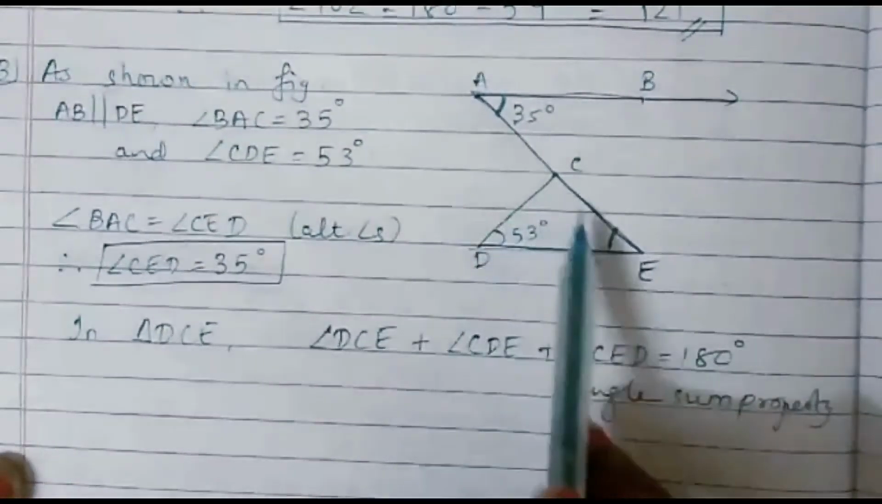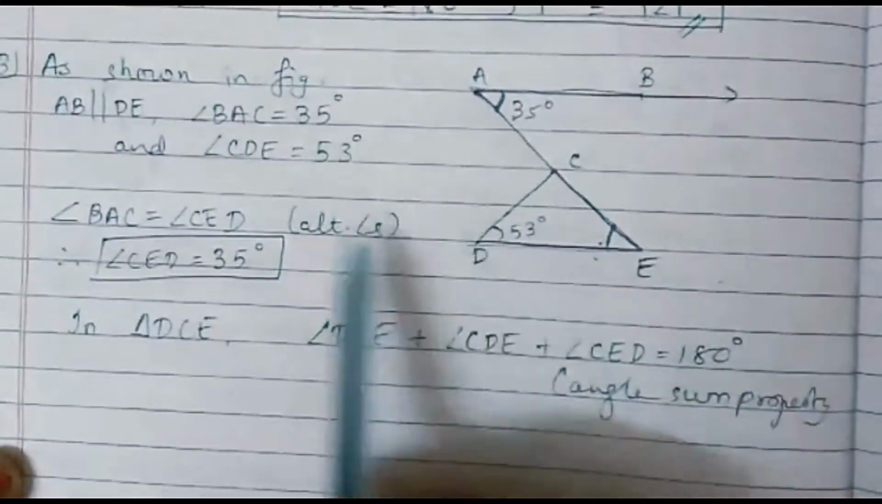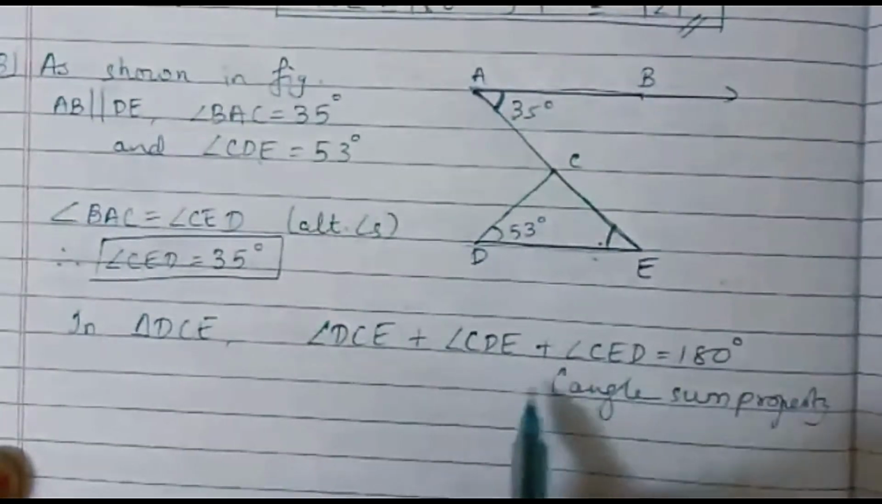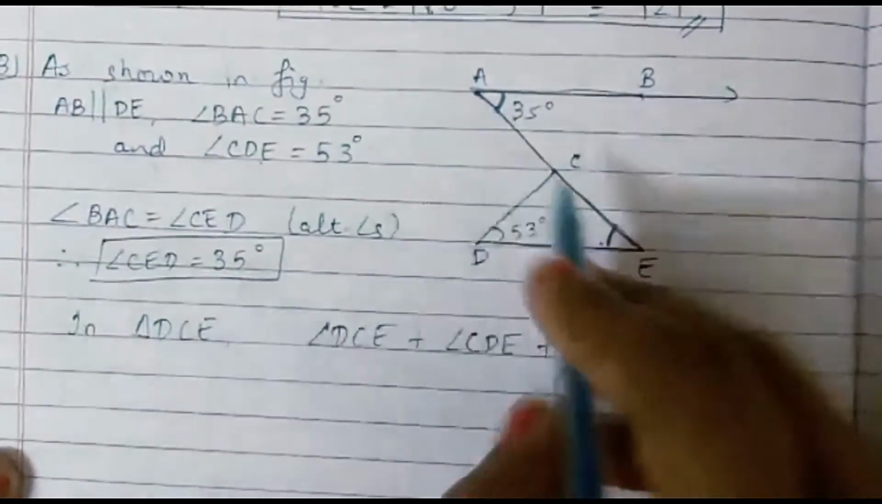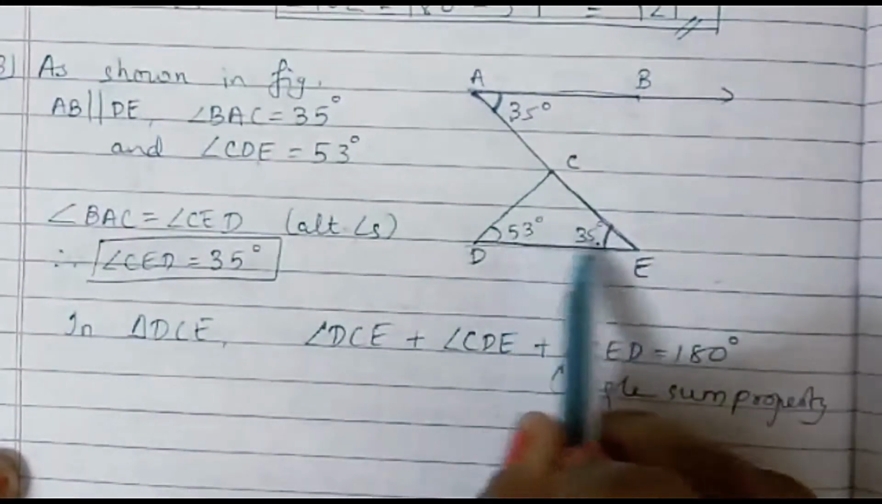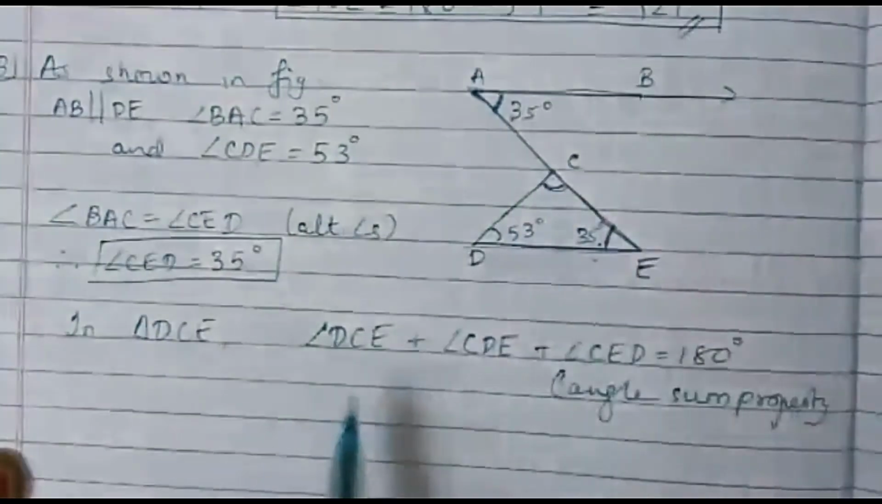Let us come to triangle CDE. One angle is already given in the question itself, that is CDE is 53 degree, and the second angle, that means angle CED, we have obtained as 35 degree, right? So it will be total 88 degree. We can find out the third angle by again angle sum property.